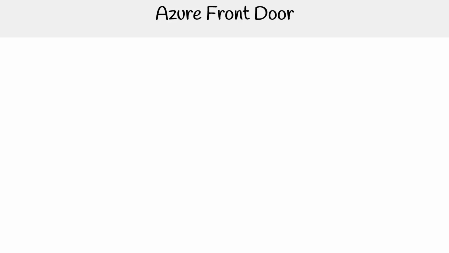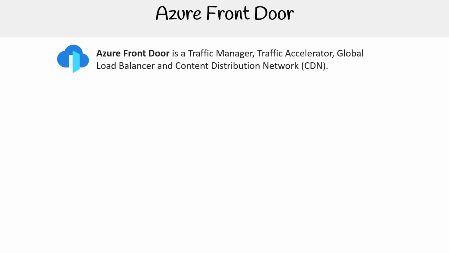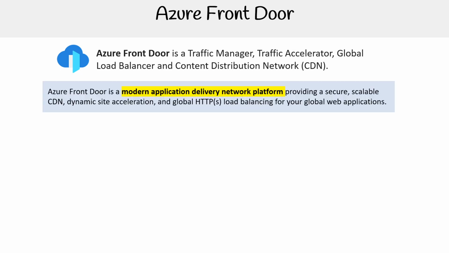Hey, this is Andrew Brown from Exam Pro, and we are taking a look at Azure Front Door, which is a traffic manager, traffic accelerator, global load balancer, and content distribution network, CDN. And yes, it does all those things. And I think that's what creates a lot of confusion for people when they first look at Azure Front Door. But the idea here is Azure Front Door is a modern application delivery network platform. So the idea is that it can do all these things.